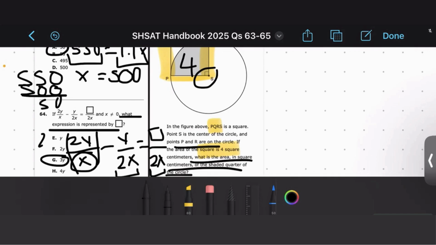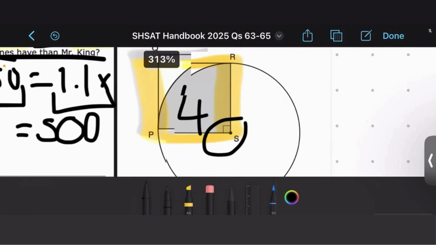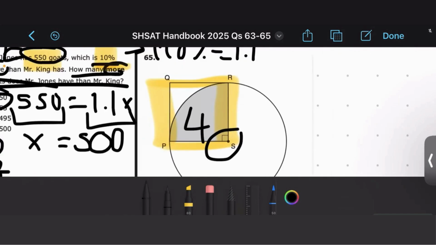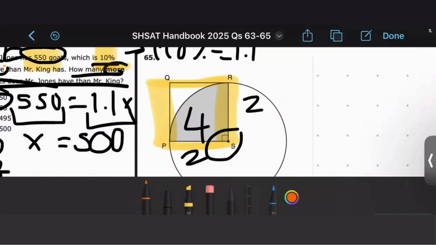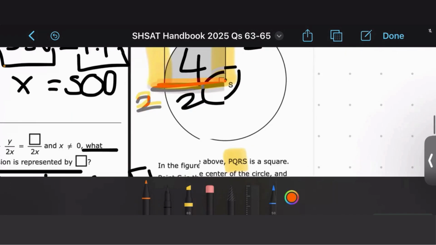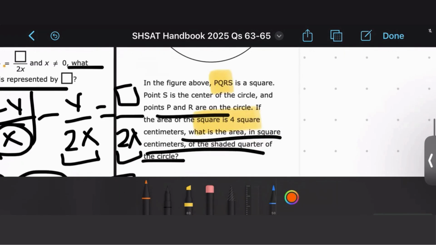So this can be solved really easily as well. We know that PQRS is a square, and we know that the area of the square is 4, therefore each side of the square is 2. And now I'm going to use a different color to show this. PS is the radius, so that means the radius is 2. And now it's asking for the area of the shaded quarter.